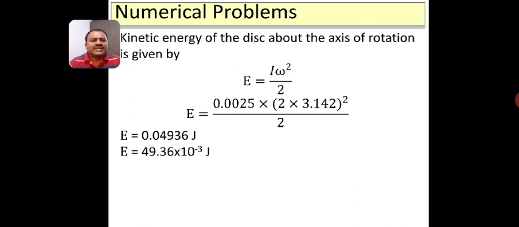So if you simplify it, you will get the energy or kinetic energy of rotation as 0.04936 joules, or else you can shift 3 decimal points to the right, you will get E is equal to 49.36 into 10 power minus 3 joules.